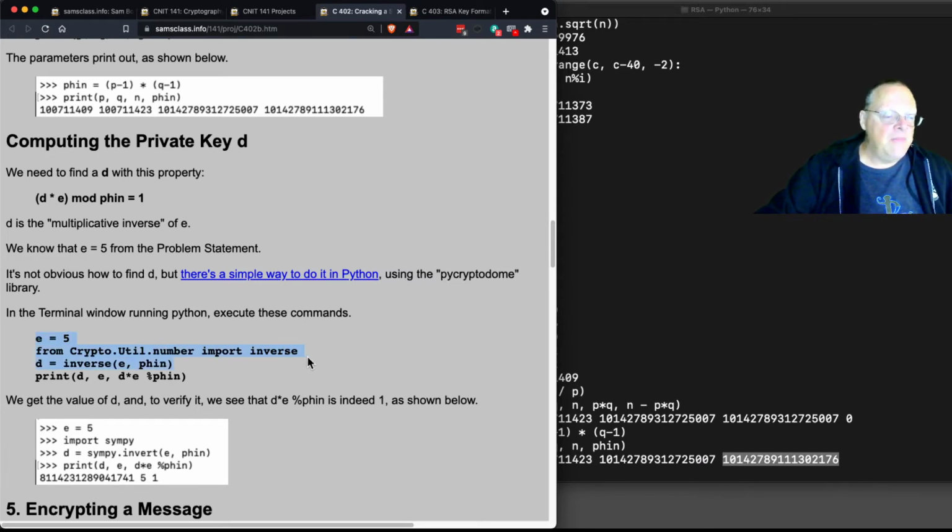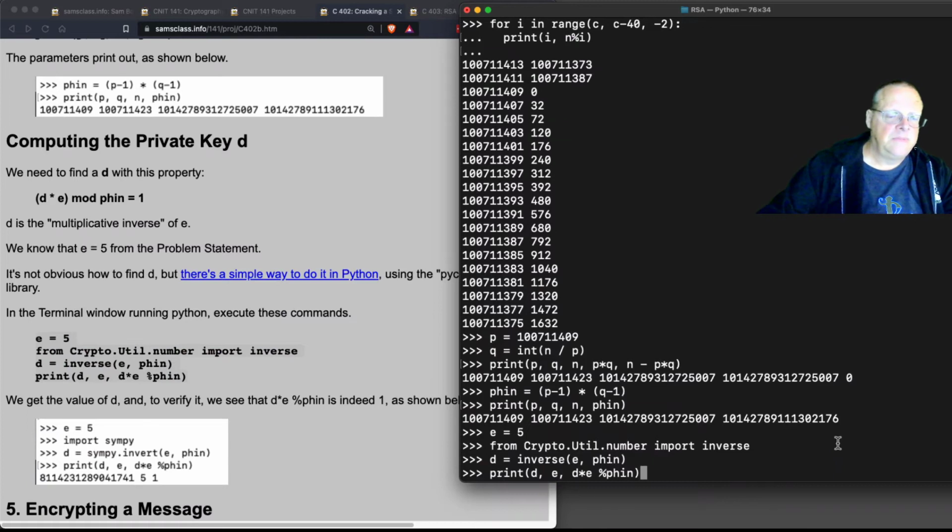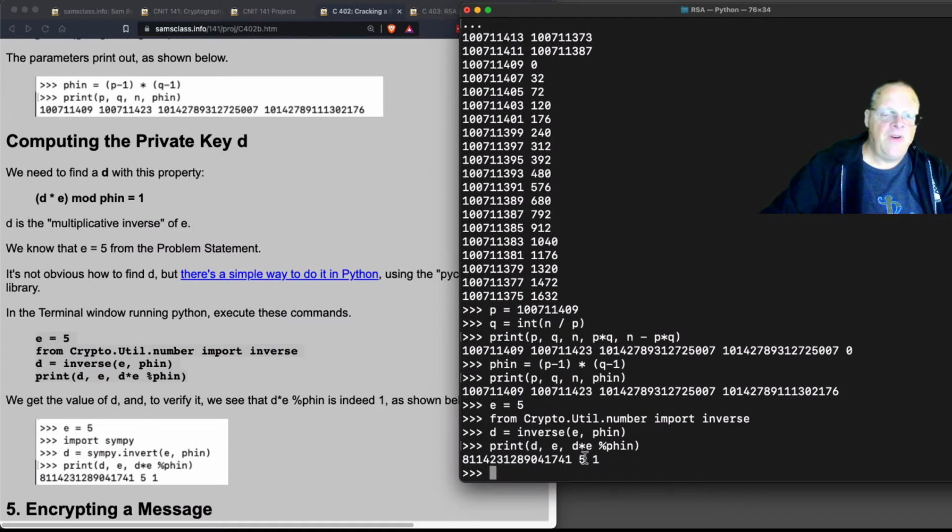Take it from CryptoUtil. And now it will find it for you. I found D as the inverse, which is this number, 8, 11, and all that. And here's E, and to test it, I take D times E mod phi, and that's 1. So this is the multiplicative inverse. So now I have the decryption key.